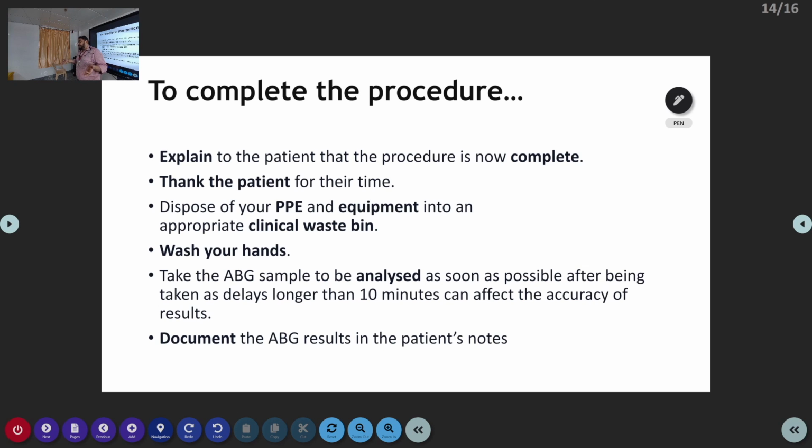Position the patient's hand, palpate and look for the radial artery. Where to look for the radial artery, I have already mentioned. Use the local anesthetic, give around 1 ml and wait for 60 seconds. What you have to do step by step, we have demonstrated.